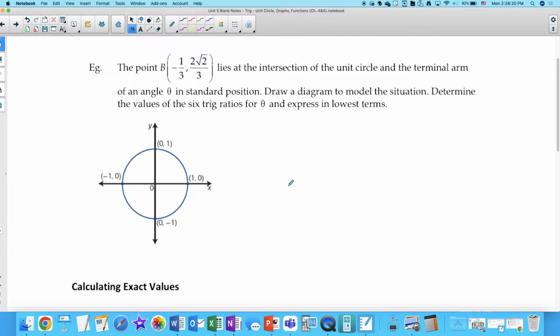Okay, so negative 1/3 is about here. 2 root 2 over 3 would be here. So there's our point. There's our angle. So this is the point, negative 1/3, 2 root 2 over 3.